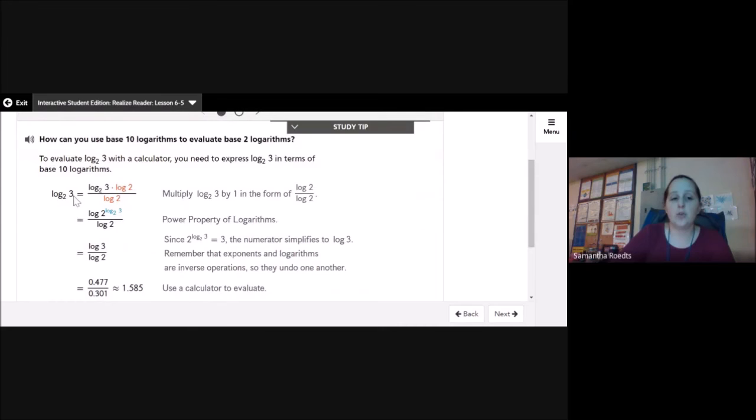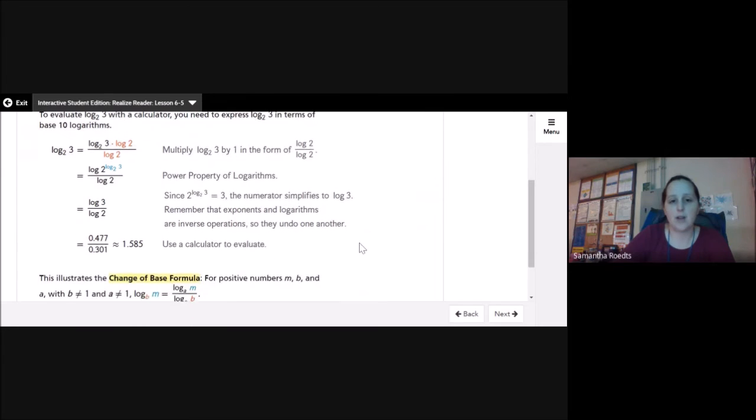So log base 2 of 3 equals log base 2 of 3 times log 2 over log 2. Okay, so I'm multiplying it by 1, which is in the form of log 2, whatever this base happens to be. Okay. I can then use the power property of logarithms to tell me that log of 2 to the log base 2 of 3, over log 2. Since 2 to the log base 2 of 3 equals 3, the numerator simplifies to log 3. Okay. Remember that exponents and logarithms are inverse operations, so they undo one another. Okay. So this becomes log 3 over log 2, which I can then use a calculator to evaluate.